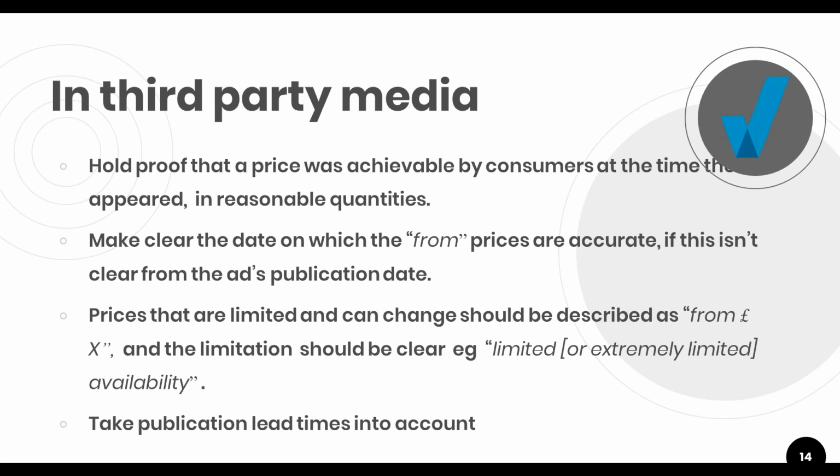But as well as this, advertisers should hold evidence to prove that the price was achievable by consumers at the time the ad appeared and in reasonable quantities. Evidence of pre-arranged prices with service providers, which demonstrates that there was a reasonable degree of availability when the ad appeared, may be sufficient as evidence for this. What's considered a reasonable quantity will depend on the circumstances of the case.